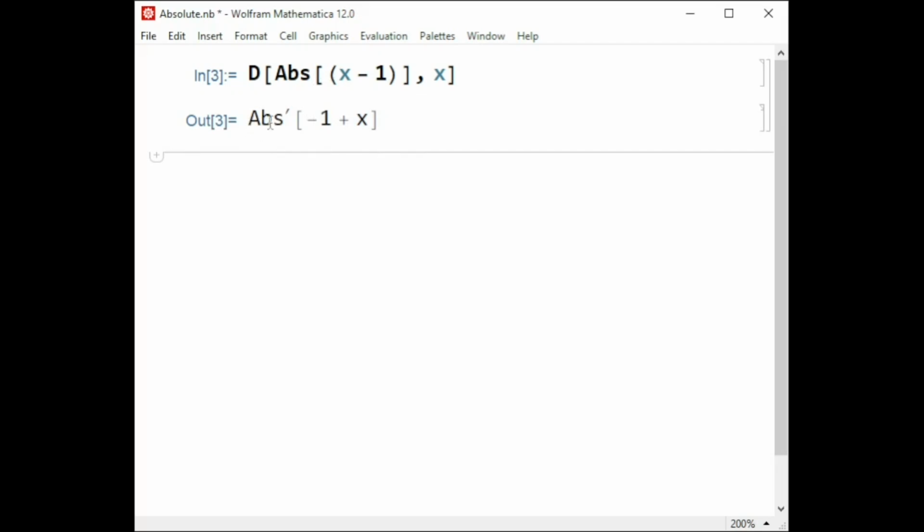That is, Mathematica considers the ABS, which stands for the absolute, as a variable and therefore puts a prime on it. That is, it takes the derivative of the absolute. So we cannot, in fact, find the derivative of the absolute of x minus 1 in the present form.